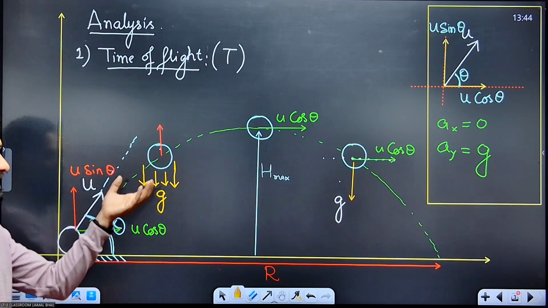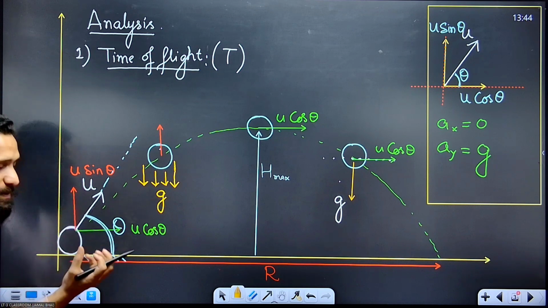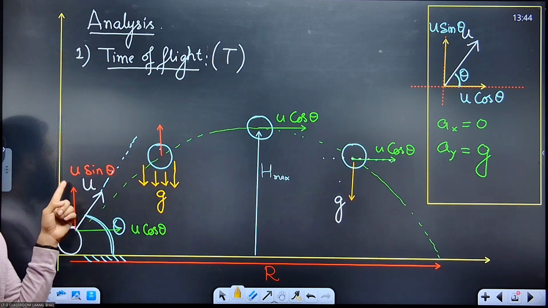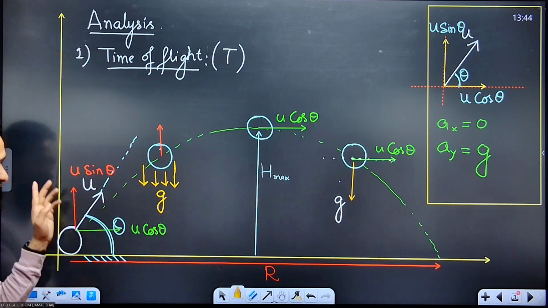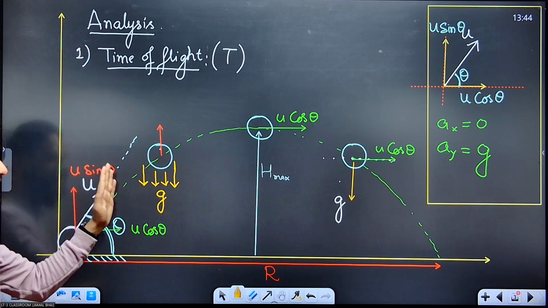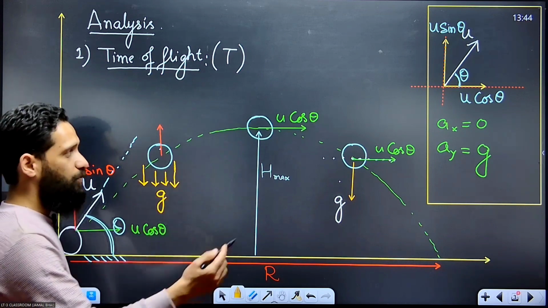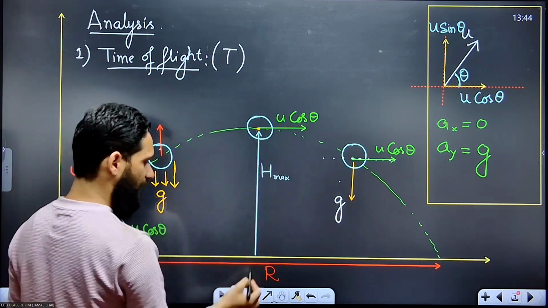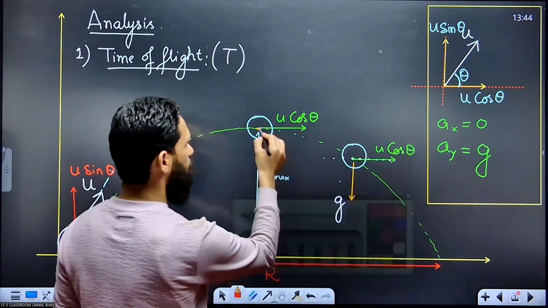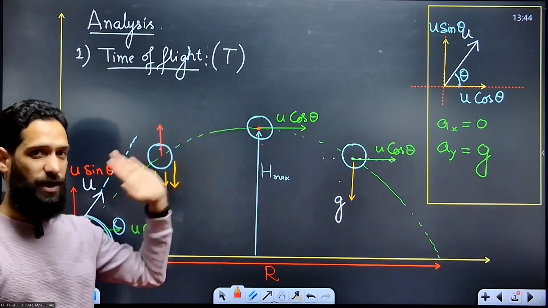So what makes this u sin theta component fall? It becomes weaker and weaker. So it no longer remains this u sin theta. Say this u sin theta had an initial value of 10. It will go like this: 10, 9, 8, 7, 6, 5, 4, 3, 2. And continuously, when it reaches this point, the u sin theta will eventually become 0. It will have no component up to this maximum point.